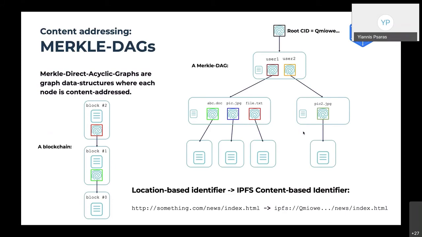So IPFS, at least on the naming part, is building on Merkle DAGs, Merkle Directed Acyclic Graphs. These are data structures where each node along the tree is content addressed. Here we have, for example, a node with information about two users, and then each of the users has, inside the folder or this data structure, different files that represent content that belongs to this user. What this gives us is that we can easily go from location-based identifiers to content-based identifiers. And this, as we know from previous years, is a very powerful concept because it can improve a lot the efficiency of how we request and distribute content in the network.